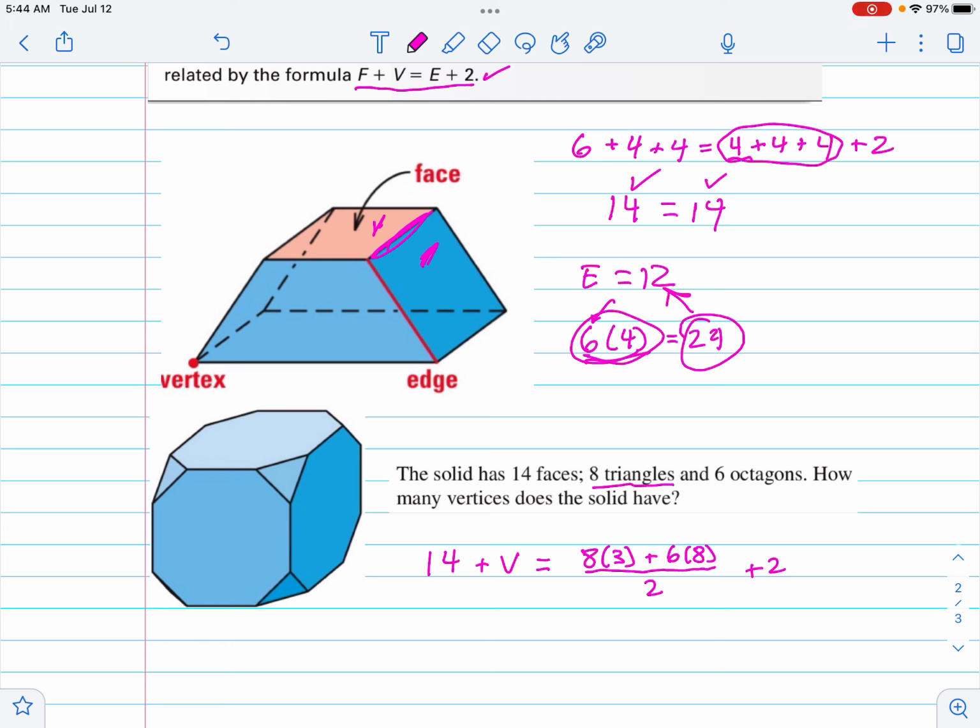So what we get now is 14 plus v equals 72 over 2 plus 2, so now I have 14 plus v equals 36 plus 2. And that means that v is equal to, let's see here, I believe that's going to be 24. So we have 24 vertices. So when using this formula, you have to be careful in calculating the number of edges.